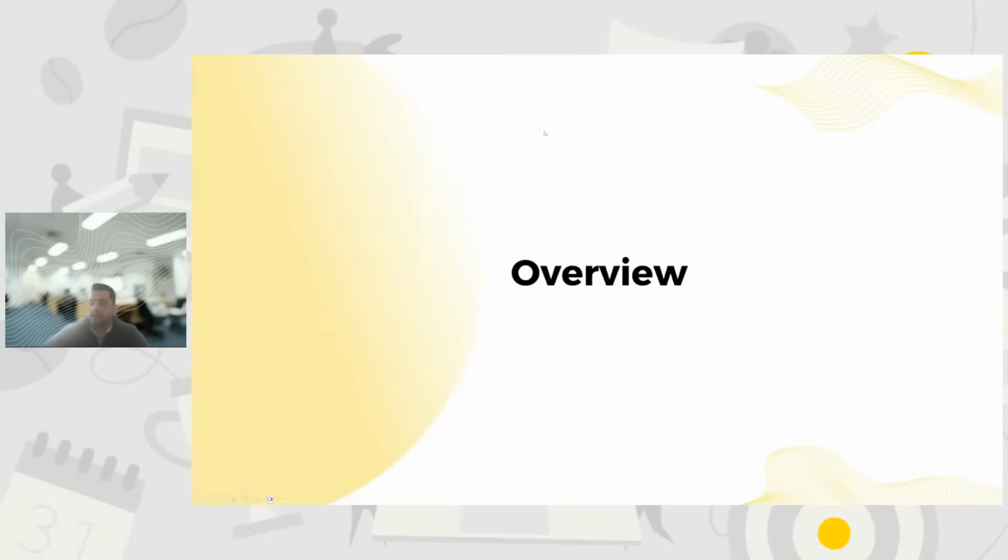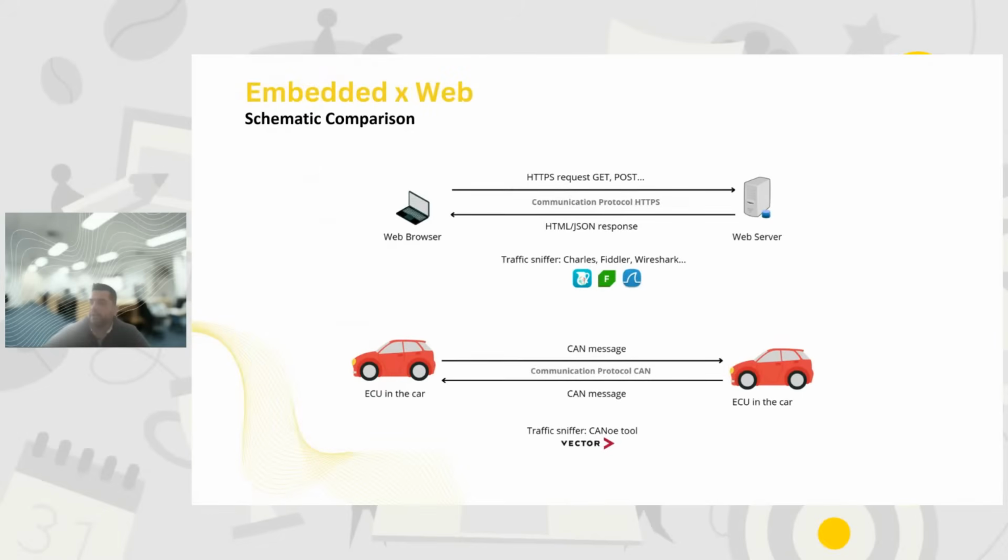So now I will present to you an overview where we have two scenarios. In the first scenario, we have a web system with a web browser and a web server. The web browser makes an HTTP request, which can be GET, POST, whatever, using the HTTPS protocol, and receives an HTML or JSON response, and it's processed here.